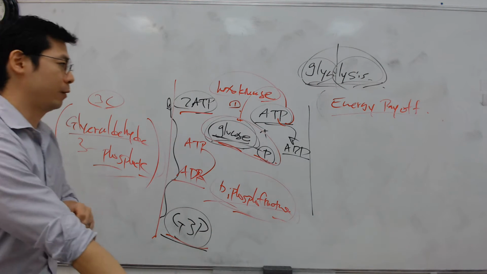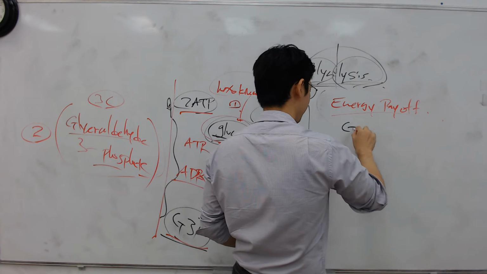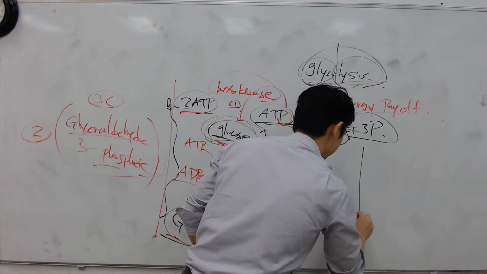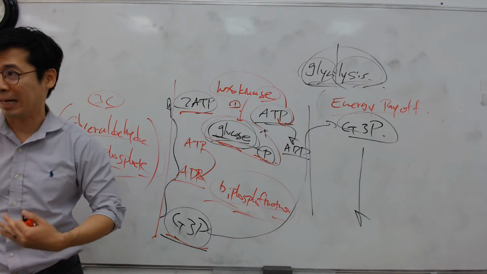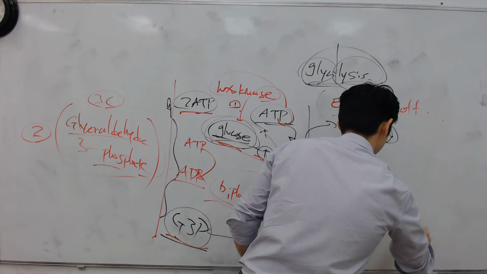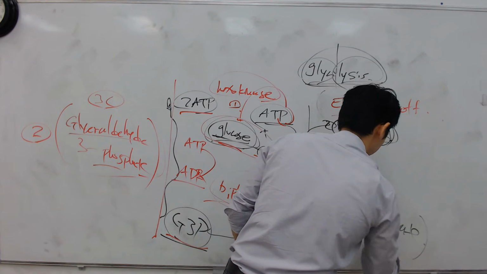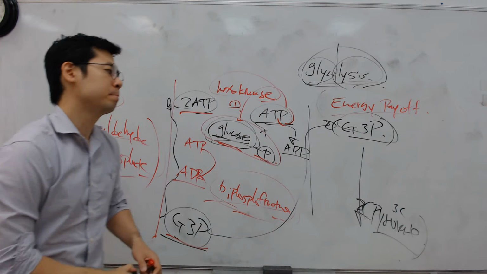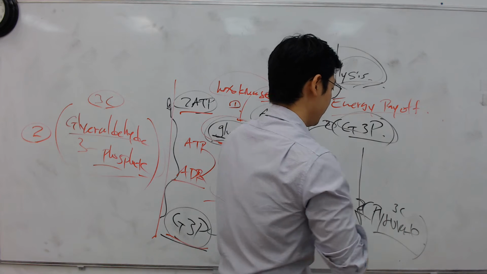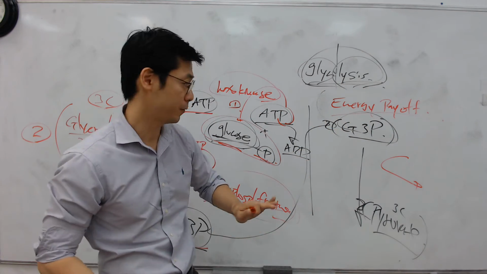So, the energy payoff of the glycolysis process. G3P that you got converts into something you've probably heard before, pyruvate. So you've got 2 G3P, now you've got two pyruvates, which are 3-carbon molecules. This is also a 5-step process, but we don't have to know the steps, it's fine.